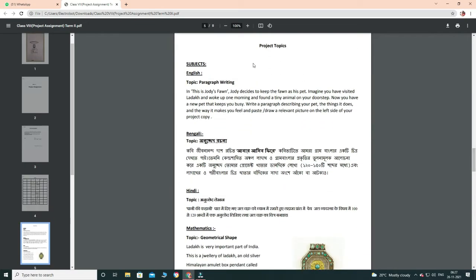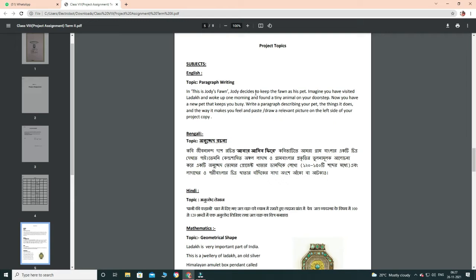Right now we are going to discuss the project topics. First we are going to discuss English, and the topic is paragraph writing. This is Jodi's phone. Jodi decided to keep his phone as his pet. Imagine you have visited Ladakh and woke up one morning and found a tiny animal on your doorstep. Now you have a new pet that keeps you busy.